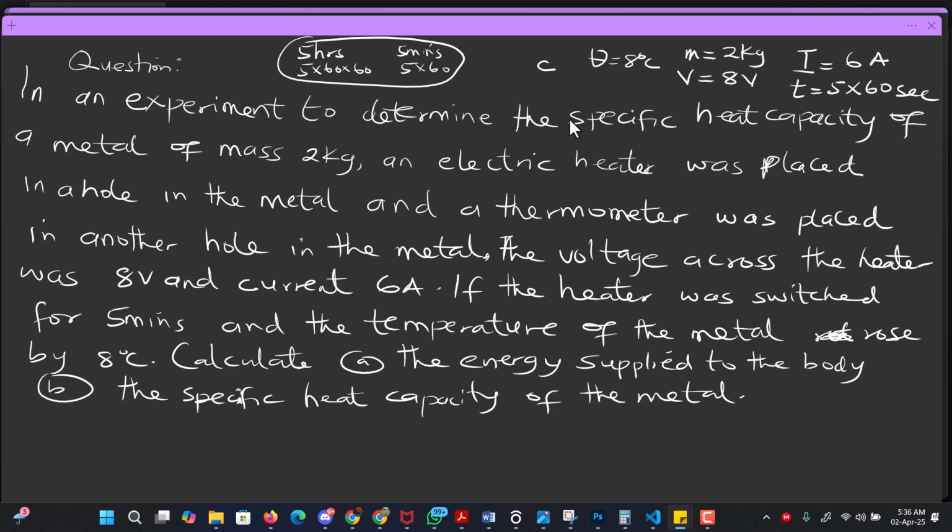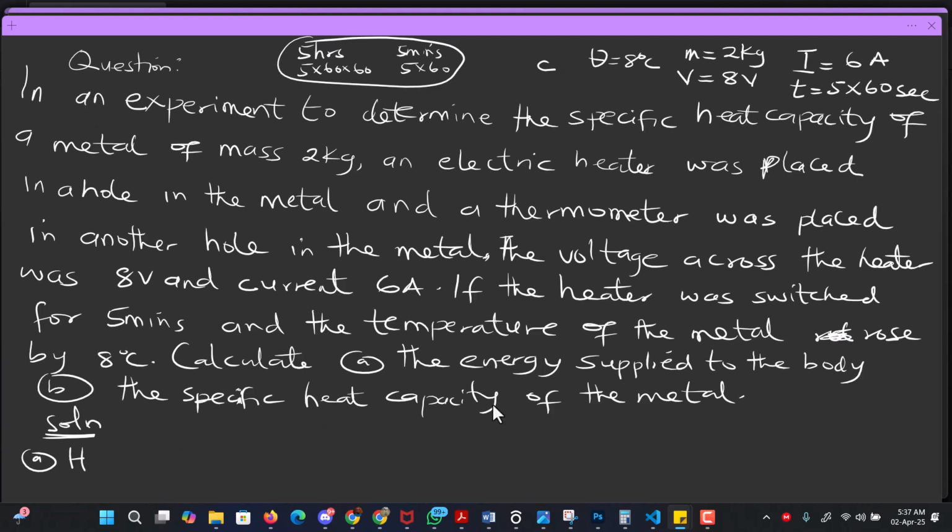Now the first question says we should calculate the energy supplied to the body. The second question says you should calculate the specific heat capacity of the metal. You should be careful with this question because it is going to be like your exam question, so watch closely and listen carefully to how I'm going to solve it. Let me start from the first question. It says I should calculate the energy supplied to the body, and I once told you that this energy supply can also be written as H.